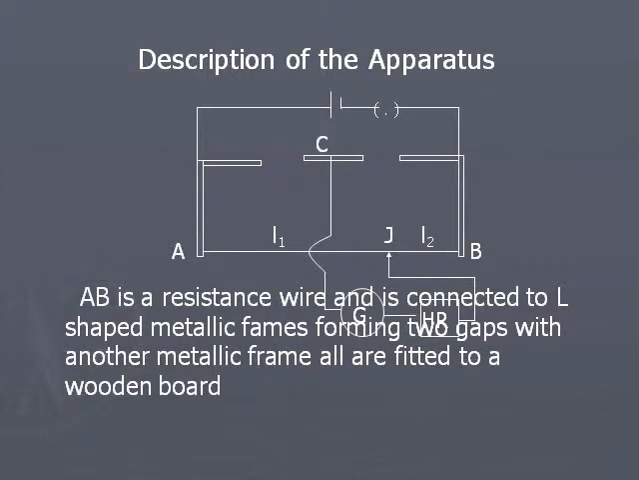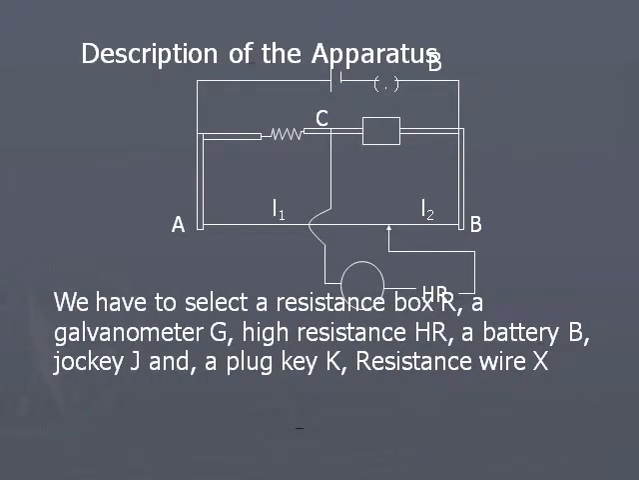The wire, experimental wire, the metallic strips, all these are fitted to a wooden board. They are fixed to a wooden board. Now we select a resistance box, a galvanometer, a high resistance, a jockey, a plug key, and a battery. These are selected, and then an unknown resistance wire whose resistance is to be determined.